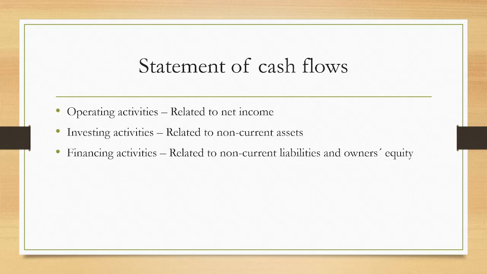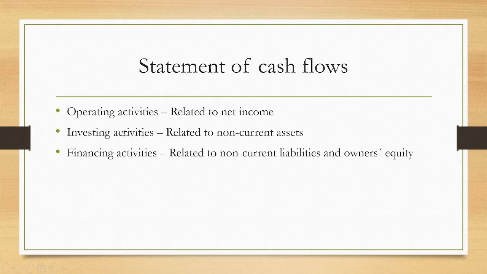So we can start by looking at the operating activities. Operating activities include cash activities related to net income. So, for example, cash generated from sales of goods, which is revenue, and cash paid for merchandise expenses, which is all operating activities because revenues and expenses are included in net income, right?